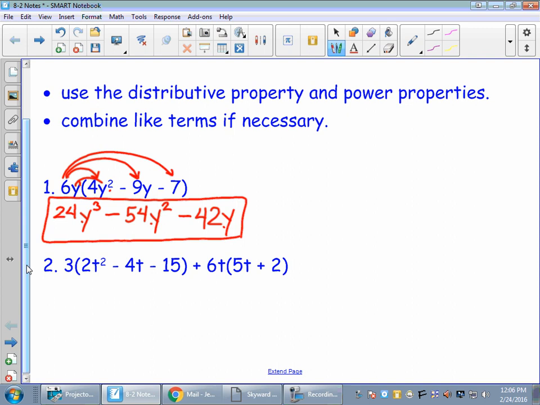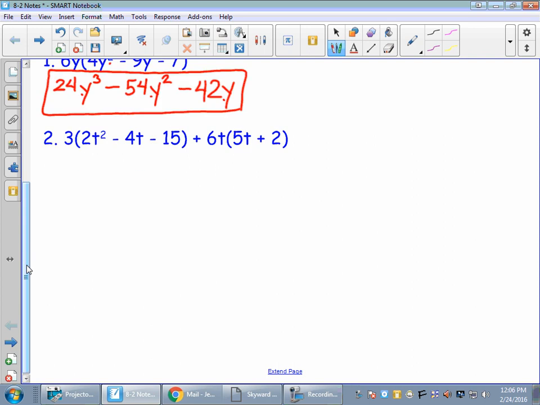We look at number 2. There are 2 different things we have to distribute. I first have to distribute the 3 through, and then there's another whole distribution going on where you're going to take the 6t through the second set of parentheses. So same thing. Each time I'm going to multiply, I'm going to just draw an arrow. Positive times positive is positive. 3 times 2 is 6.